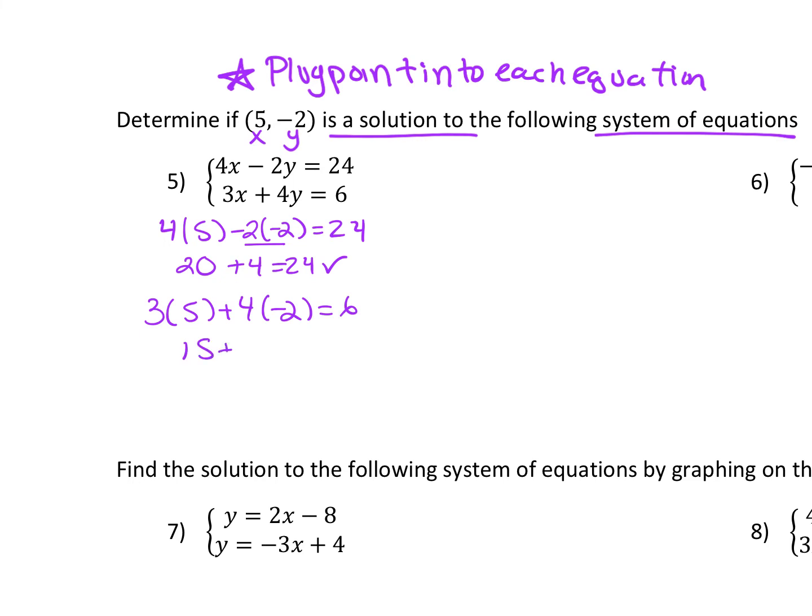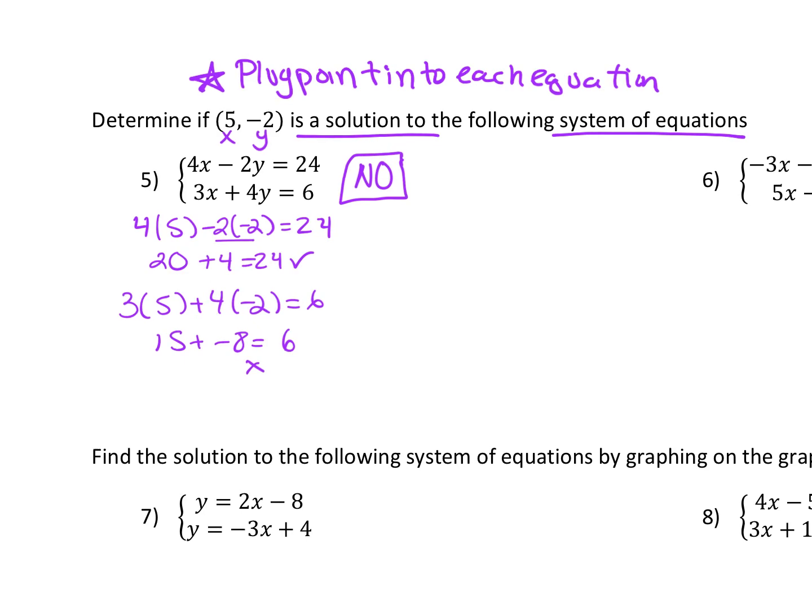So 15 plus negative 8 equals 6. Well, that's not true because 15 plus negative 8 equals 7. So no, 5, negative 2 is not a solution to this system because it has to work for both equations.